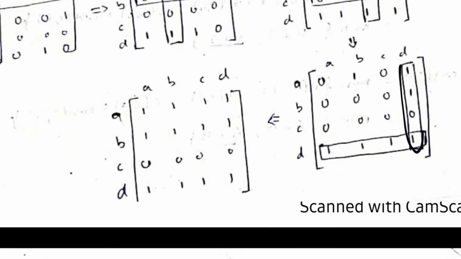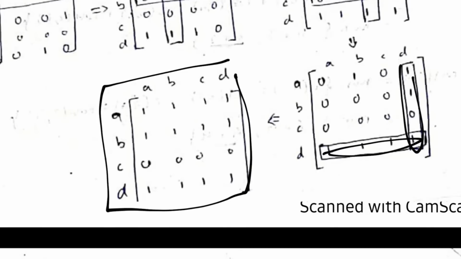After selecting all the rows and the columns one by one, we'll get the transitive closure. So this is the solution for Warshall's algorithm.